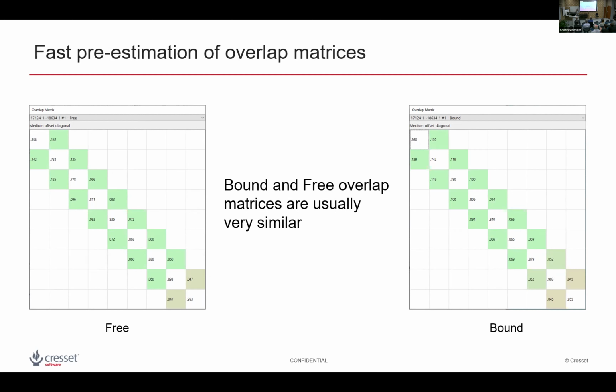What we found out is that the matrices for the free and the bound state are quite similar to each other. And what we preferably do is run the free system because it's quite a bit smaller than the bound system, since the free system is just the ligand in a small water box, whereas for the bound case, we have the ligand bound to the protein and also solvated in a larger box of water, right? So just by running a calculation for the free state, you can get an indication of how the overlap matrix will behave for the bound state as well.